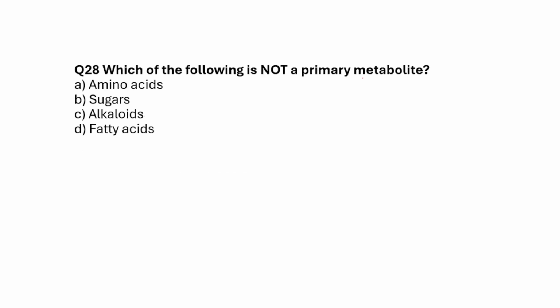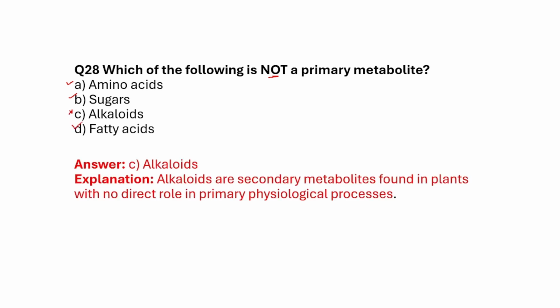Those are micromolecules. Which of the following is not a primary metabolite? Amino acids, sugars, alkaloids, fatty acids. Amino acids, yes. Sugars, yes. Alkaloids, no. These are secondary metabolic products. Fatty acids, yes. Okay. And it is mainly plants, because why are they called secondary metabolites? Because they have no direct role in primary physiological processes.